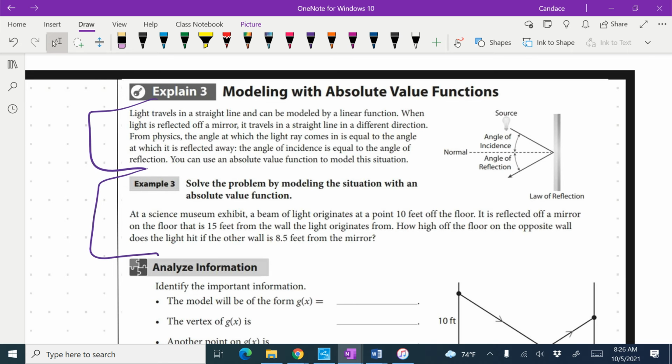About 30 more seconds to read. Okay, let's compare. I'm just going to talk, we're not going to read through that top paragraph again. So they talk about the angle of incidence and the angle of reflection.